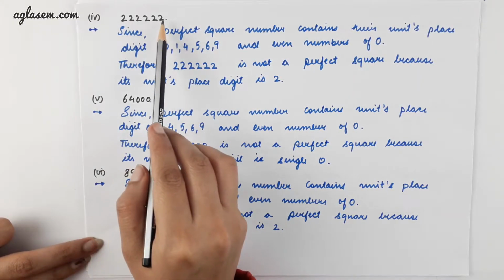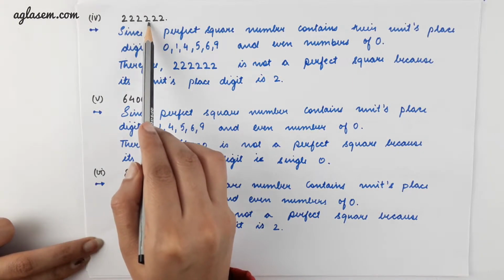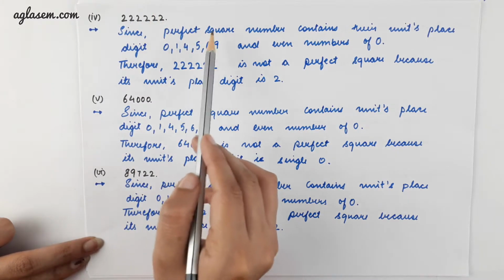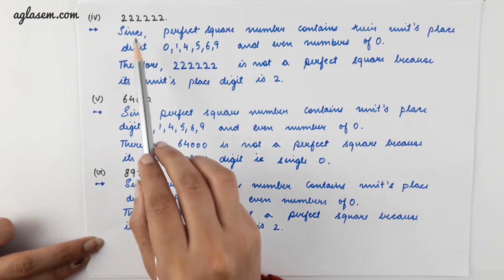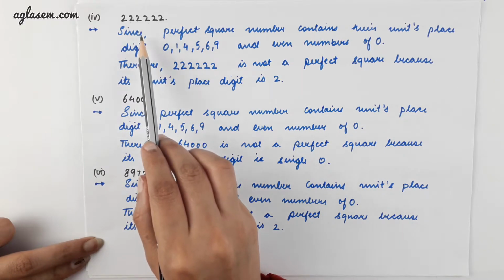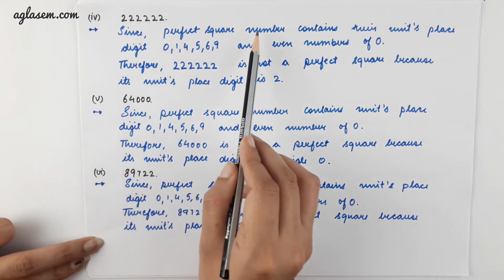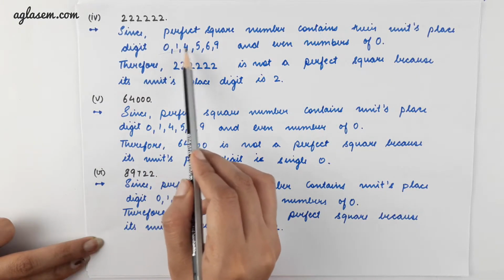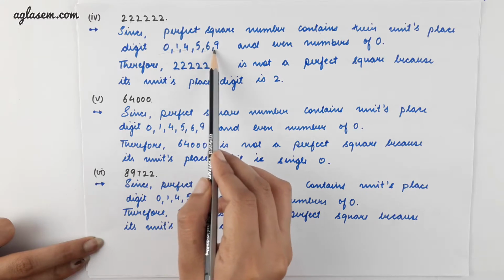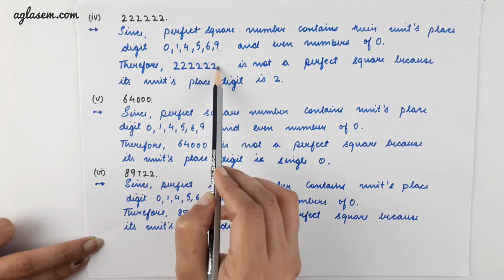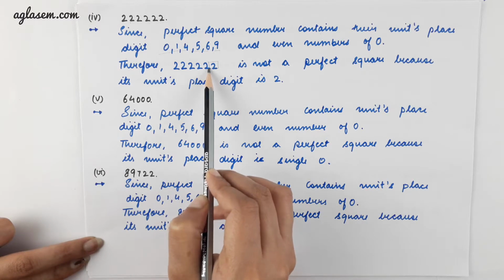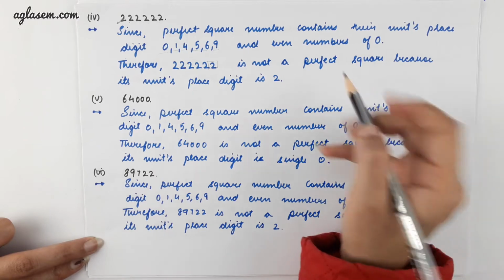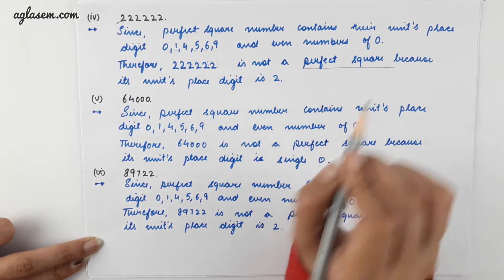The fourth part of the question is, we have to tell whether 222222 is a perfect square number or not. Similarly, in this question also, we know a perfect square number contains unit place digit as 0, 1, 4, 5, 6, 9 and hence 2 is not in the list. Therefore, this number 222222 is not a perfect square number.